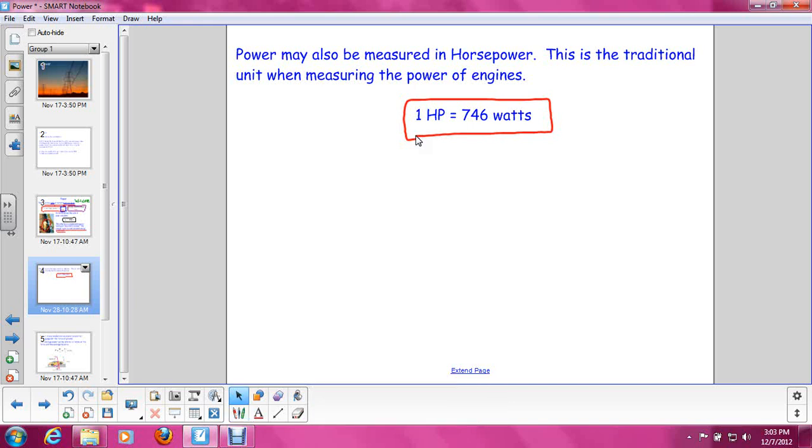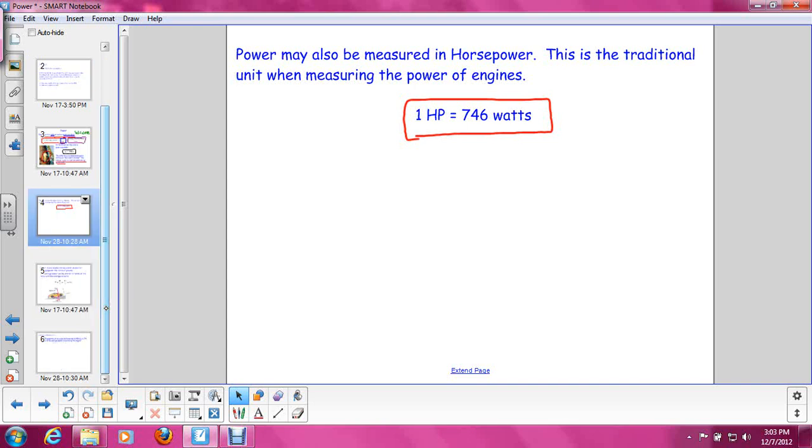That's why we have the unit of horsepower, because if we were trying to give the power of an engine in watts, it would be some gigantic number. So we have horsepower that makes it much easier for us to convey, I guess, explain how much power the engine has.